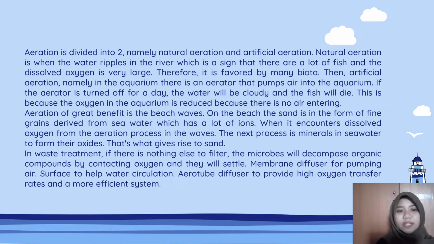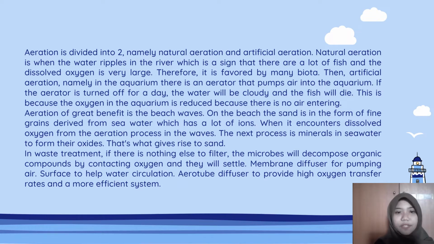Aeration is divided into two, namely natural aeration and artificial aeration. Natural aeration is when the water is placed in the river, which is a sign that there are a lot of fish and the dissolved oxygen is very large. Therefore, it is favored by many biota.